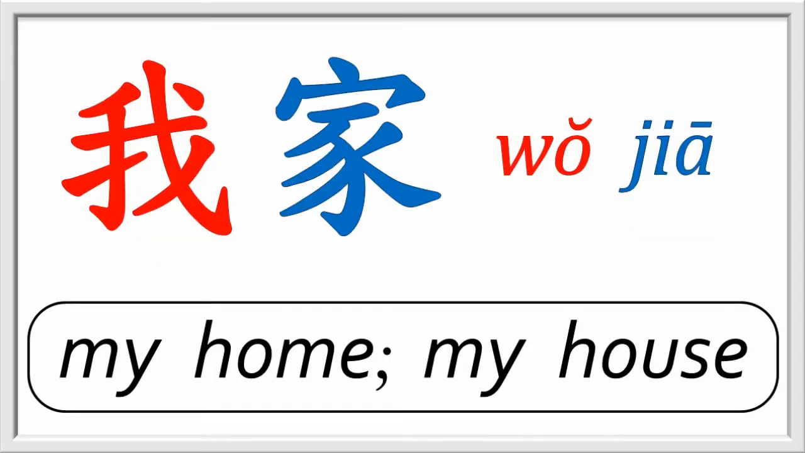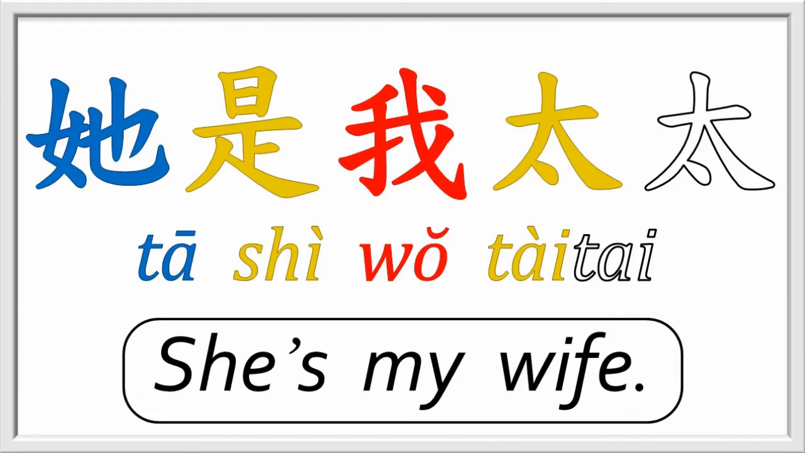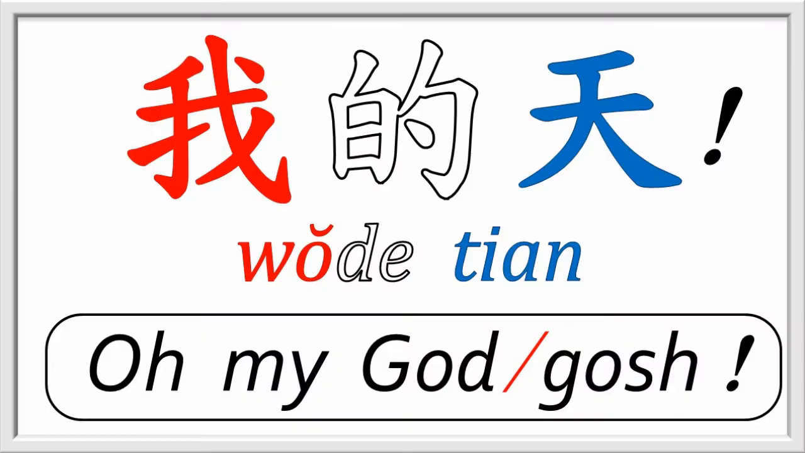我家 means my family, and 她是我太太 translates as she's my wife. Notice that family and close relationship words often drop the particle 的 that shows possession. 我的家 and 她是我的太太 are also perfectly correct. 我的天 is the usual way Chinese people say, oh my gosh, or oh my god.